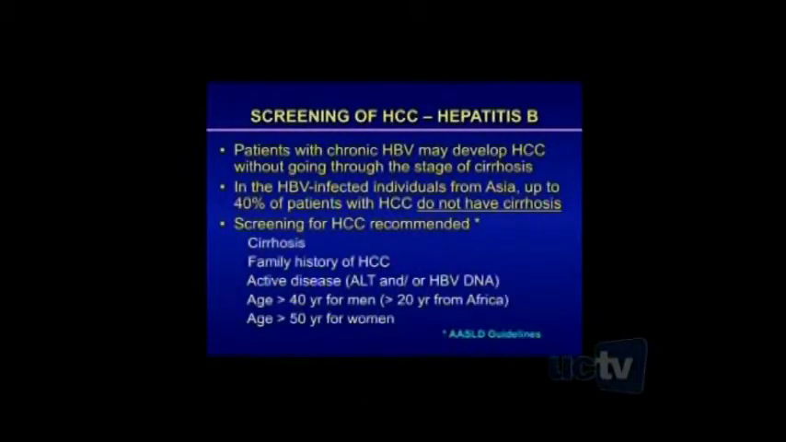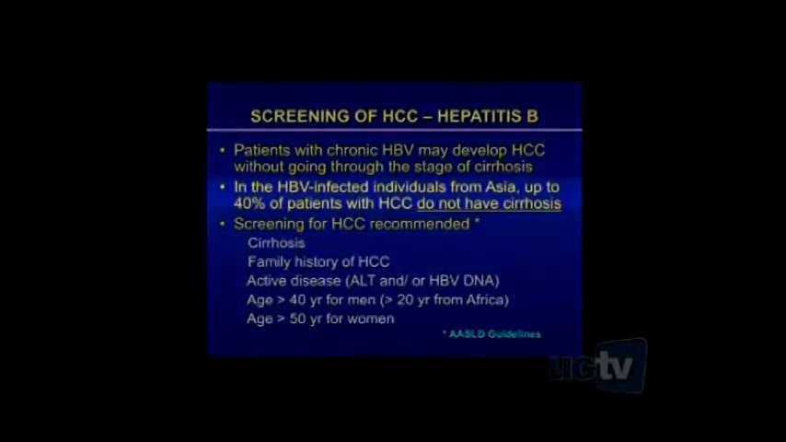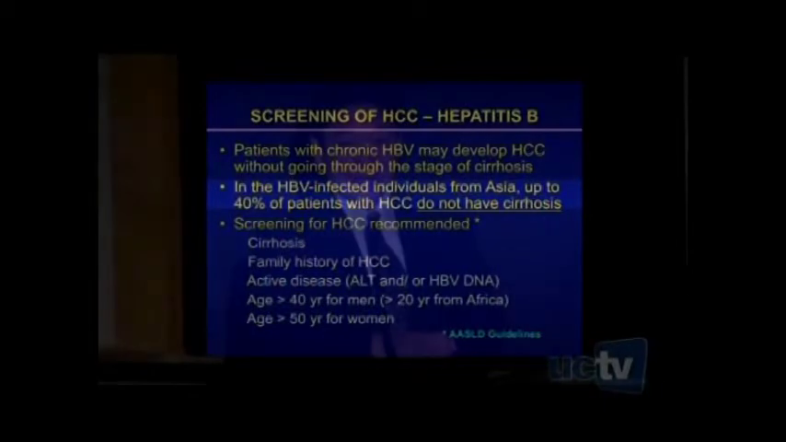So let's concentrate on the one group, the hepatitis B group first. As I mentioned, they don't need to go through cirrhosis to develop liver cancer. So patients with chronic hepatitis B can develop liver cancer, and some at a very young age without cirrhosis. And for individuals from Asia, for instance, up to 40% of patients who have liver cancer don't have underlying cirrhosis. Okay? So in the United States, for instance, 90% of hepatitis B infected individuals are originally coming from Asia.